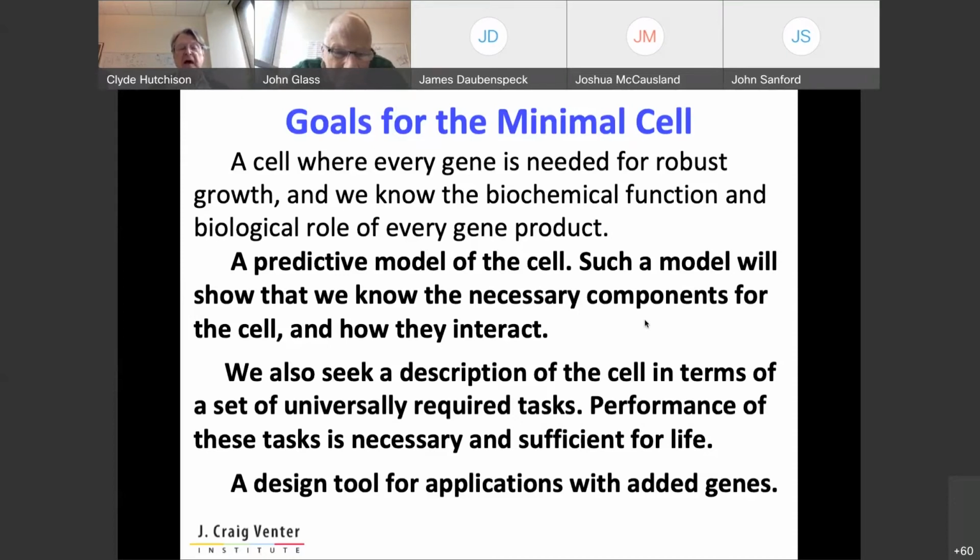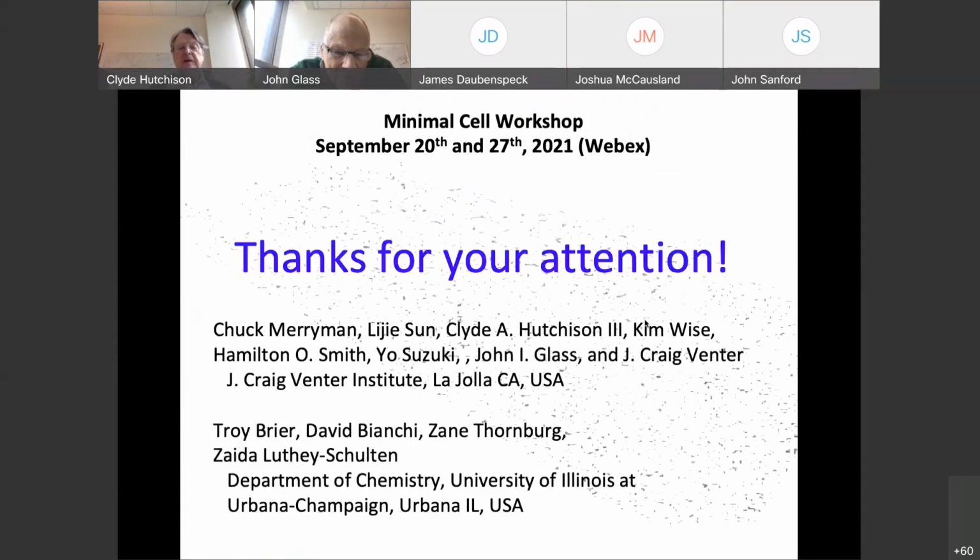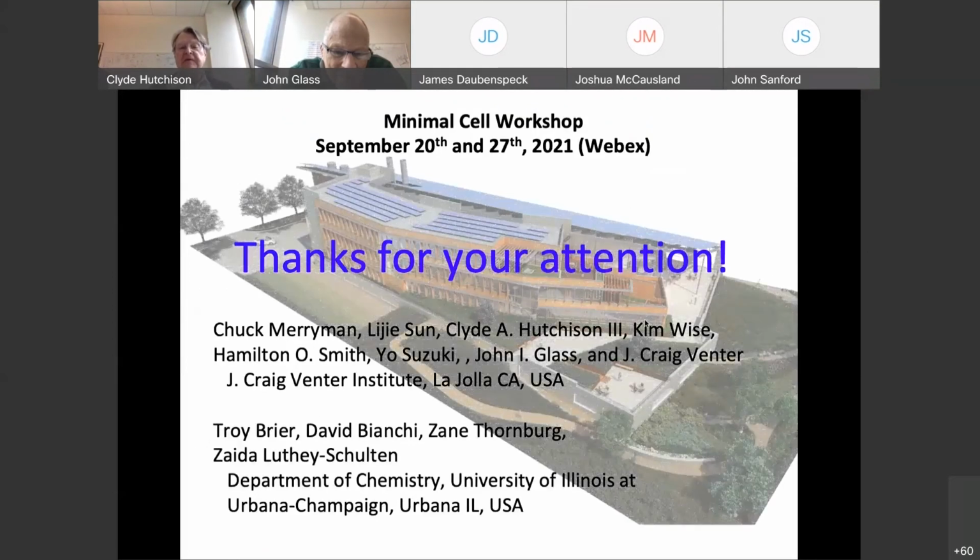And as you've heard at this meeting, the description of the cell by computer model will provide a design tool which will look at consequences of adding new genes. So with that, I think I'll stop and ask if there are questions.